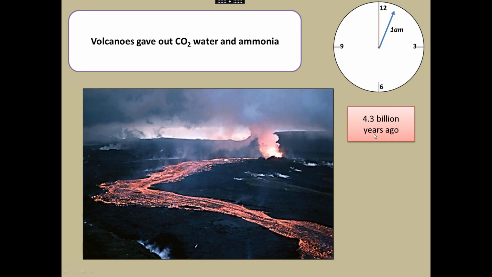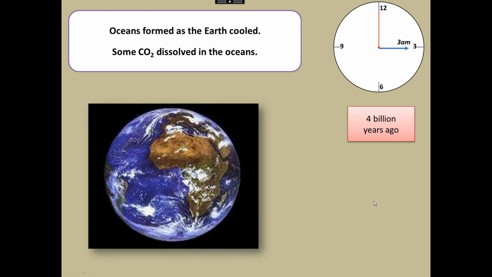Then 4.3 billion years ago, about 1 a.m. on our imaginary clock, volcanoes gave out carbon dioxide, water and ammonia. Next, about 4 billion years ago, so about 3 a.m. on our imaginary clock, the oceans formed as the Earth cooled, and water moved from the atmosphere onto the land to form the oceans. Some carbon dioxide dissolved in the oceans.